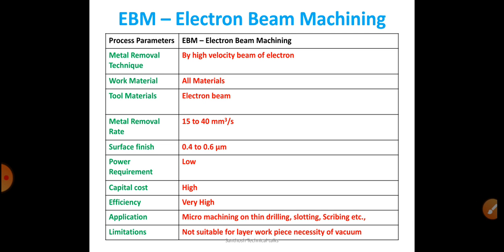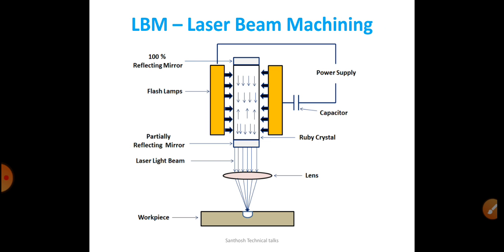The tool material is the electron beam, and the metal removal rate is a bit higher, 15 to 40 cubic millimeters per second. Surface finish of 0.4 to 0.6 micrometer can be achieved. Low power requirement, high capital cost, very high efficiency. Micro machining like thin drilling, slotting and scribing can be produced by means of electron beam machining. Next is laser beam machining.